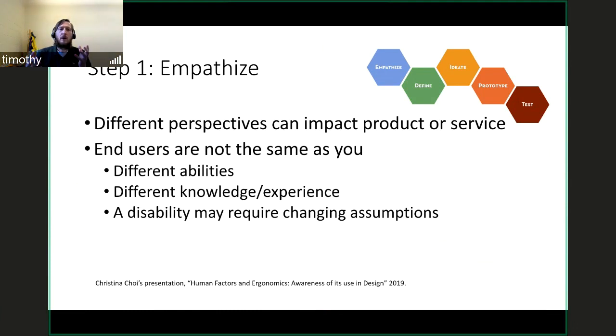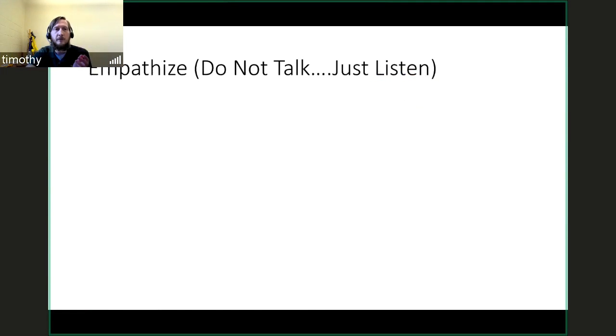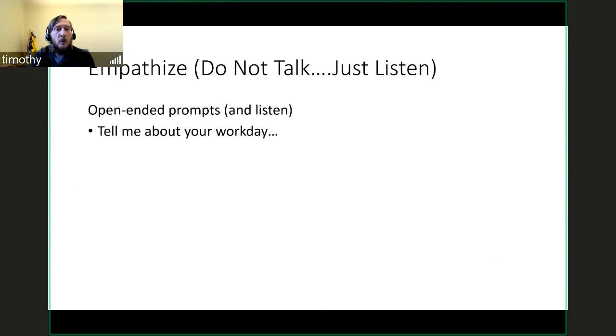On the cell phone, when cell phones were first designed and engineers were first coming out, and I'll talk about this a little bit more in this presentation in a couple slides, it was not the same perspective. And so it took quite a bit of iteration in order to come up with a product that basically could be used by everybody and was very intuitive to use. So, empathize. When you're doing this, one of the important things to do is not to talk, but to listen. Use open-ended prompts and then listen. Tell me about your workday.